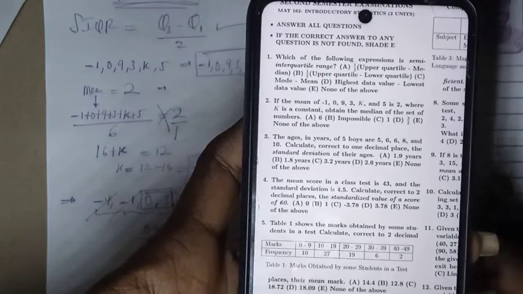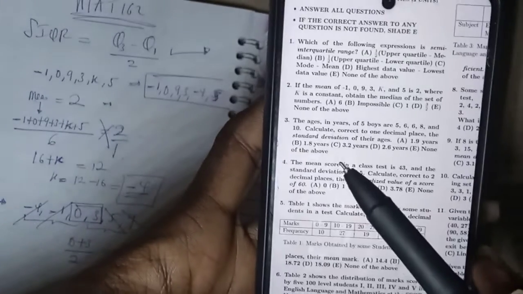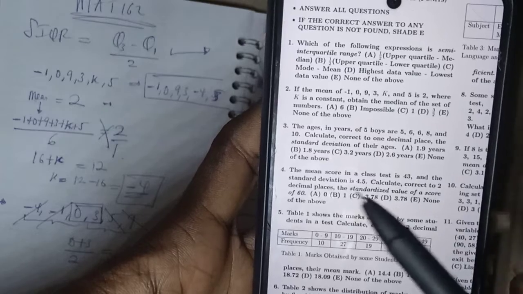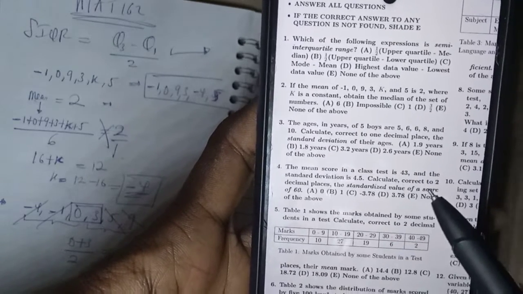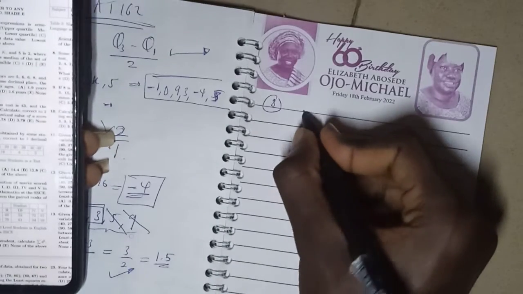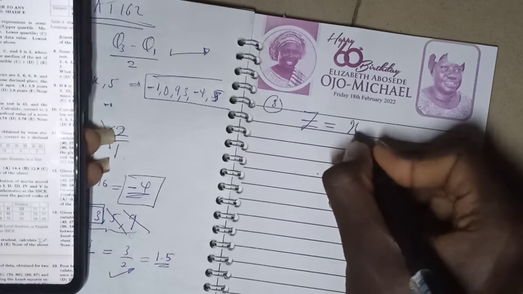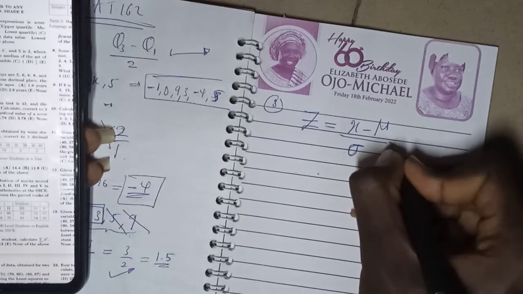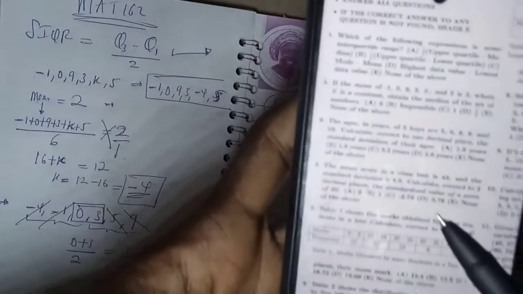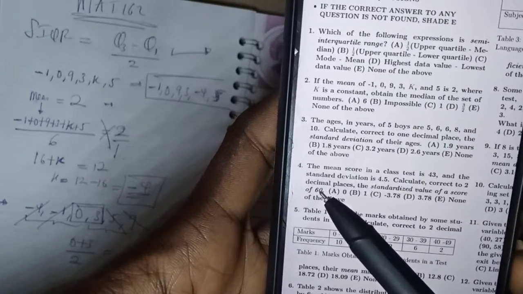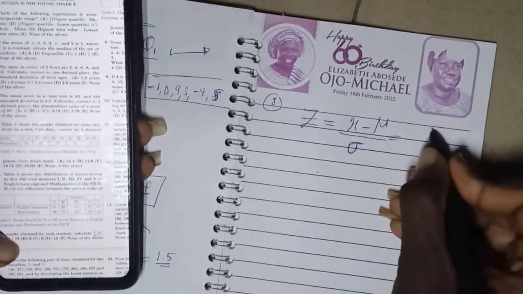Now, considering this question, number 3, we are asked to find the standardized value. The mean score in a class is 43, noted, and the standard deviation is given. Calculate, correct to one decimal place, the standardized value of a score. This has a formula. The standardized value, that's Z, is always equal to X minus the mean over the standard deviation. Take note, this is the mean, this is the standard deviation. X is the score, that's 60. That means X here is 60.